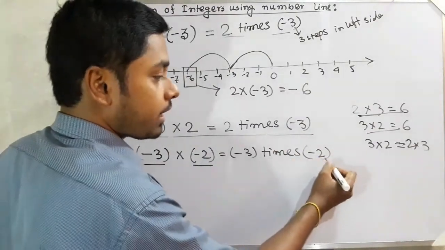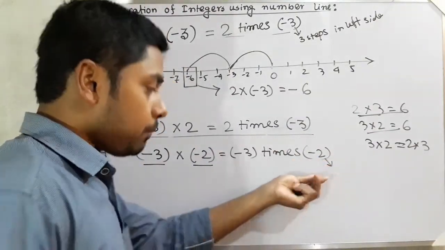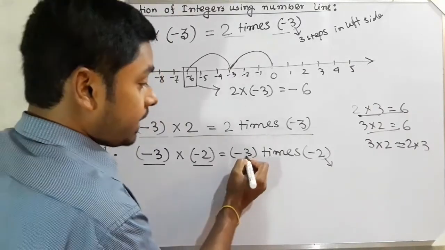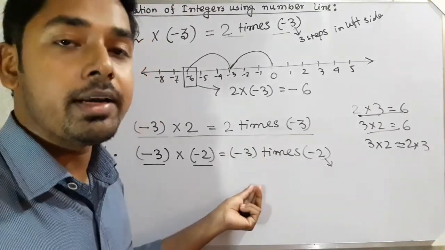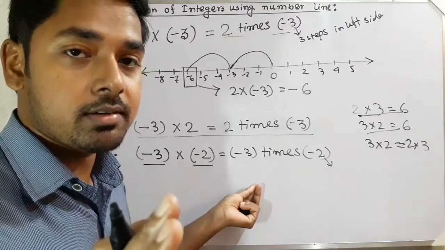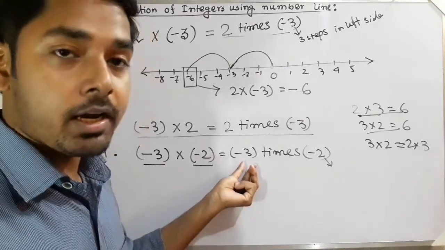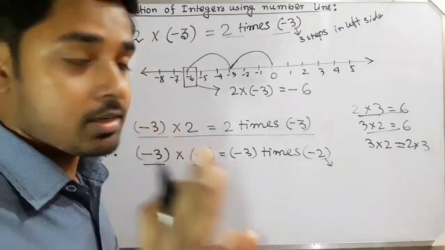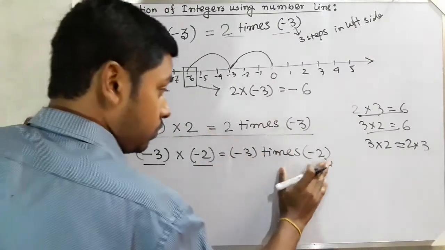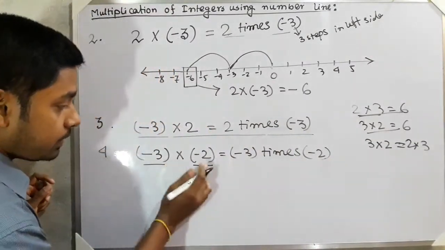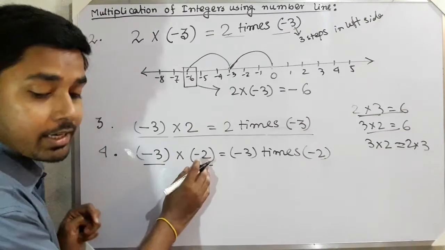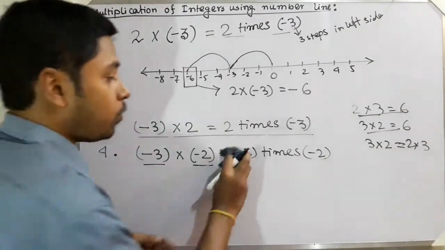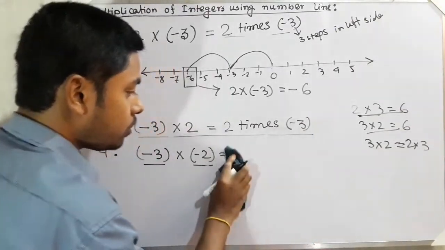So this thing we can do 2 times. We have to take the negative side. But here minus 3 times. So minus 3 times does not exist. So what do we have to do? Whenever you will have this type of two negative integers, then in this case, you have to do like this.